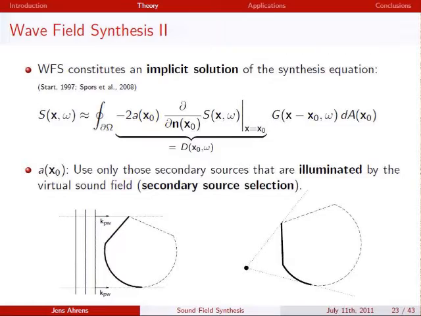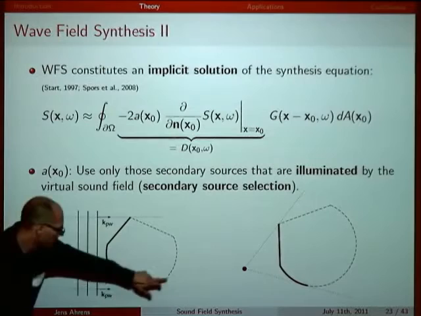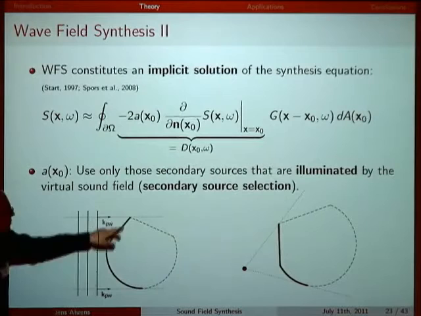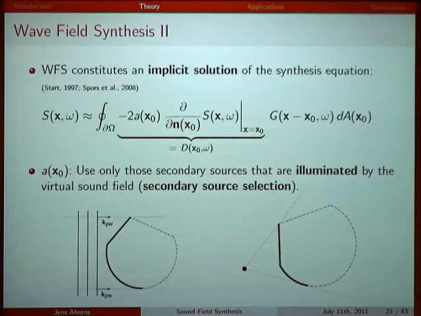describes the fact that you use only those secondary sources which are illuminated by the virtual sound field. So assume such a secondary source distribution, and you want to synthesize a plane wave that travels to the right. You use only those secondary sources which are illuminated by the virtual sound field. And for the point source, this is similar.